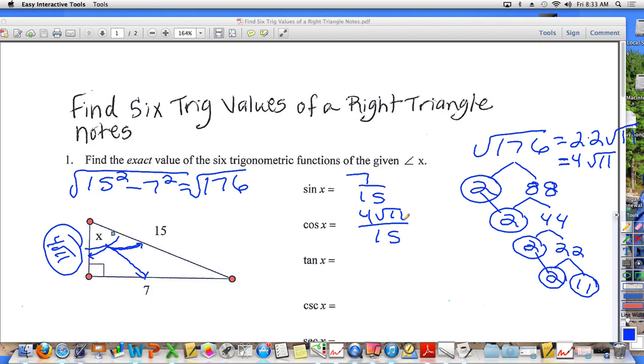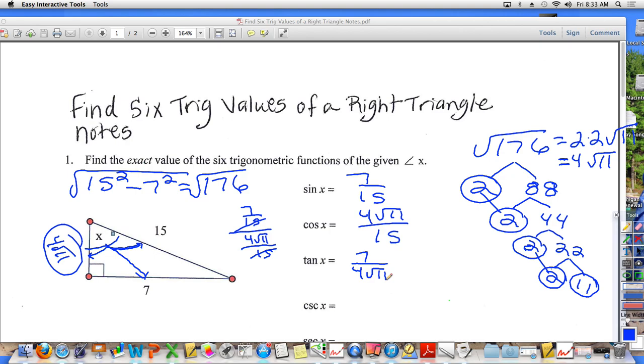So here we go. If I take the sine value and divide it by the cosine value, in other words, if I take 7/15 and divide it by 4 square root 11 over 15, remember the 15s cancel out. You would be left with 7 divided by 4 square root 11. What's wrong with that? There's a square root at the bottom. We need to get rid of it.